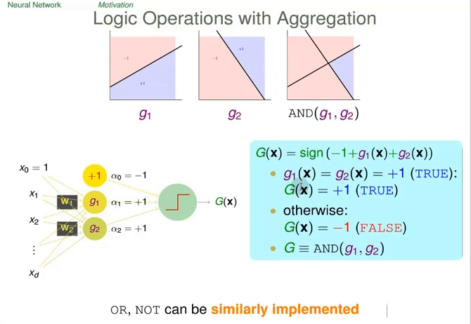Showing that we can implement such a nonlinear function by combining different simple perceptrons is a first important step to building more complex layered neural networks. Okay, let's see some other examples.